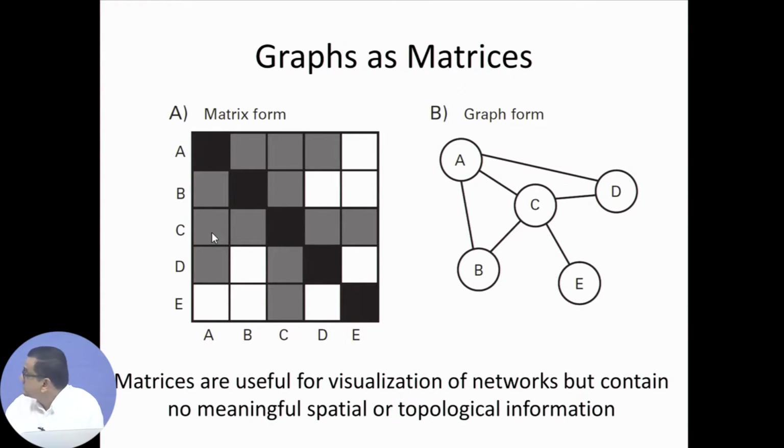So this is the data matrix, and if you want to represent the same matrix as a graph, you can see A is connected with B, A is also connected with C, A is also connected with D, then B is connected with C, C is connected with D, C is also connected with E, D is only connected with A and C, E is only connected with C. The empty squares mean that particular connection doesn't exist.